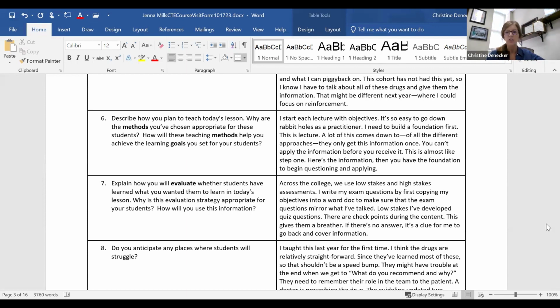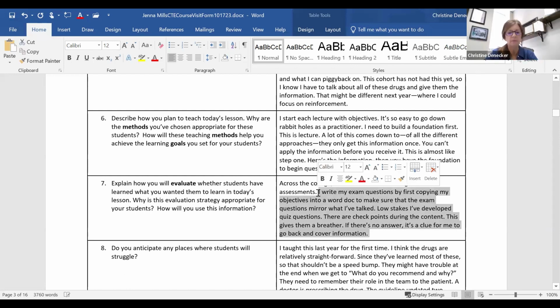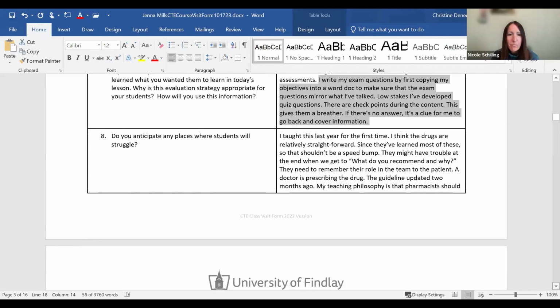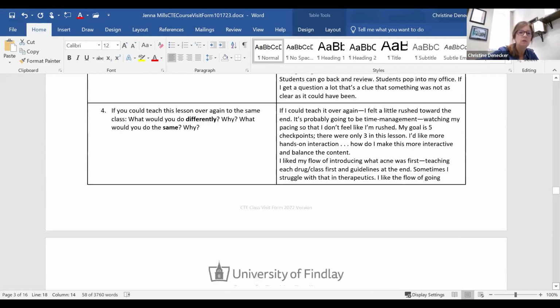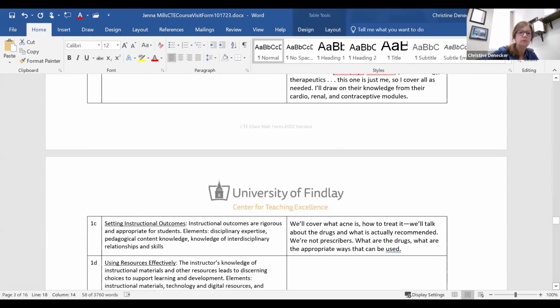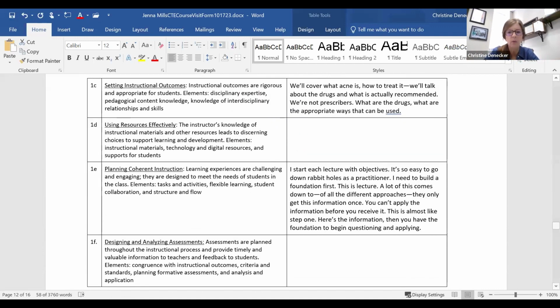So she has checkpoints during the content of her lecture. They get feedback right away in the class. And then, so I'm going to put that one in 1F. Are you good with that? Yeah. I mean, she's talking about alignment to the outcomes and formative as well as summative assessment. She has them both. This is slow. That's why I'm going to do this. And we said that was going in 1F.